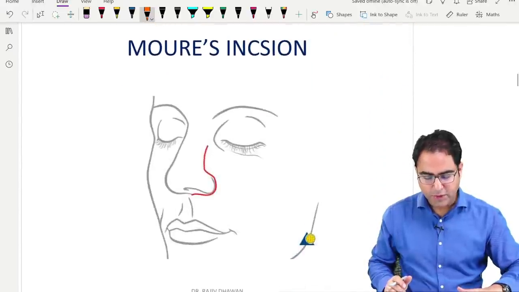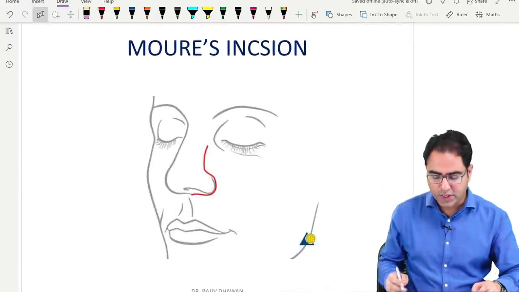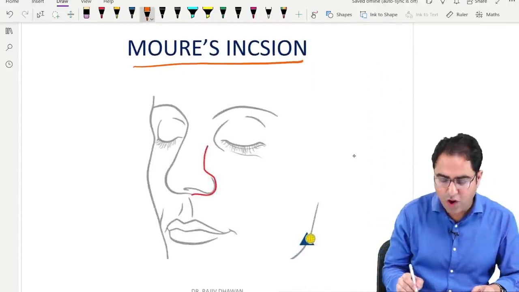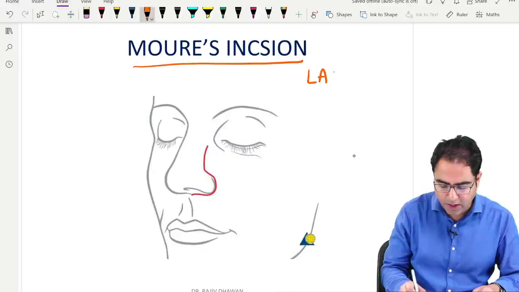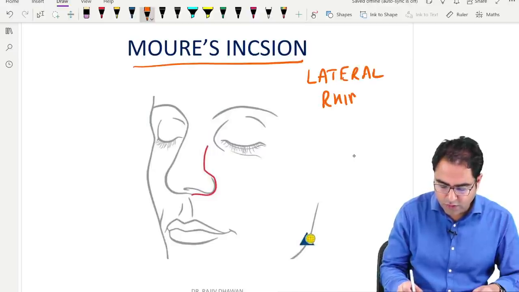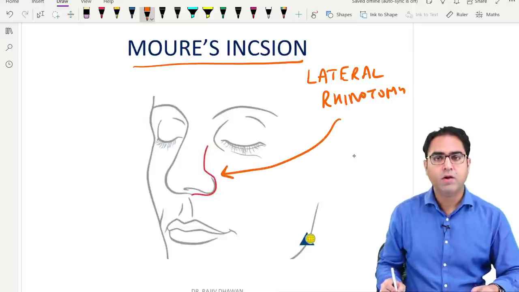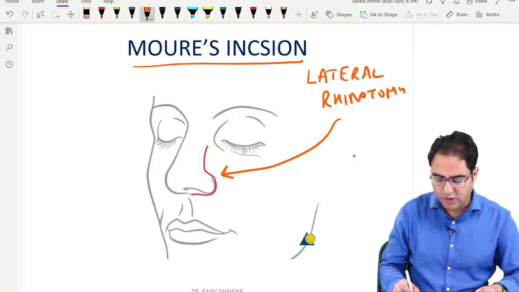What is the other thing? Moore's incision. This incision is used for lateral rhinotomy. Lateral rhinotomy. Can you see? The nose is being opened from the side. When do you do this surgery, this approach?